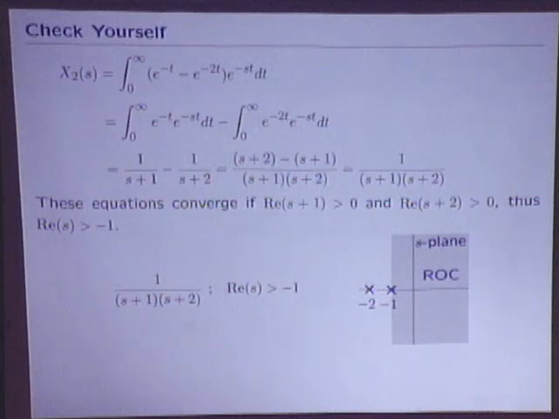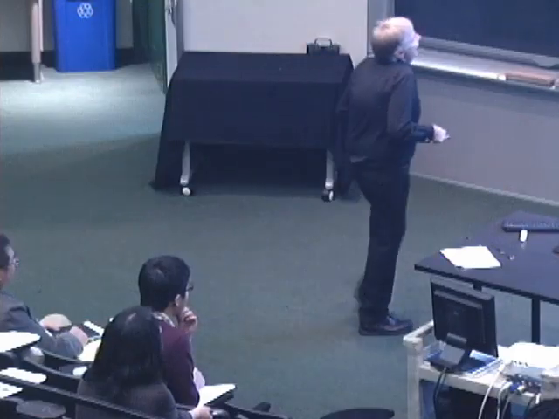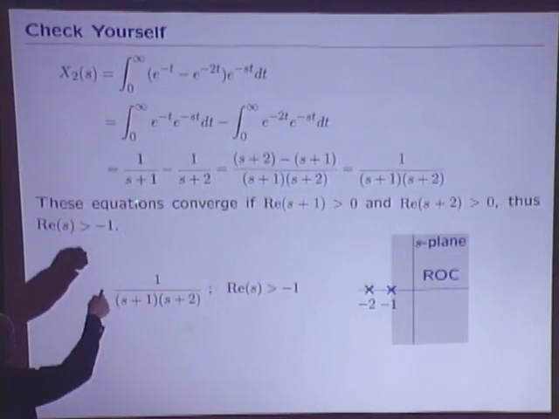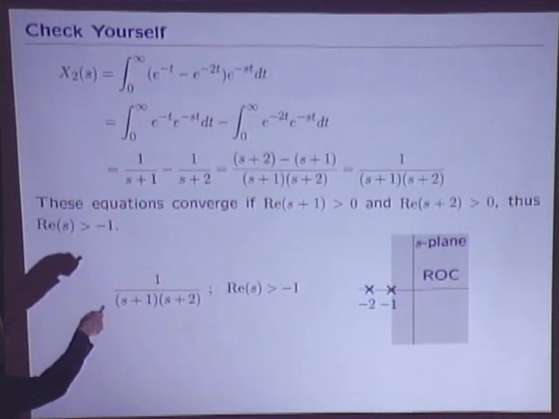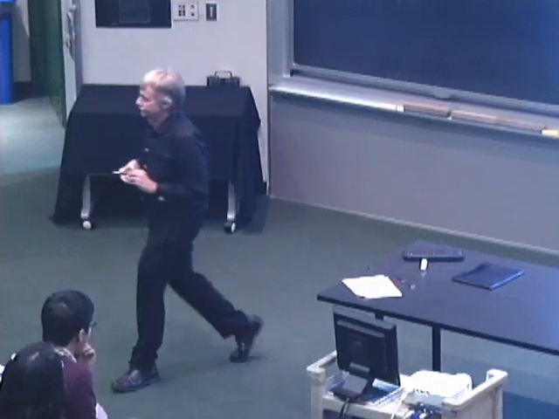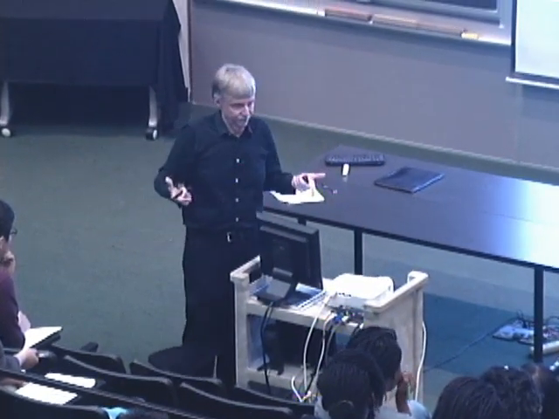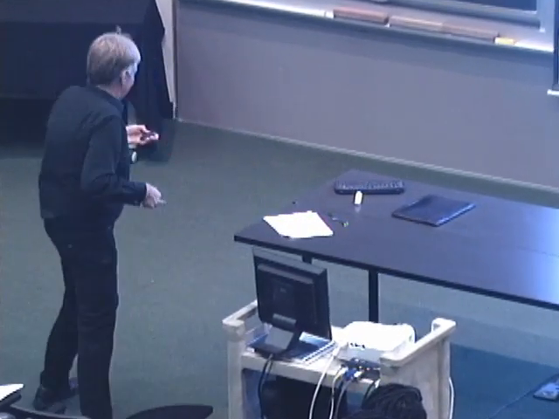And then the only issue is where's the region of convergence. So this part converges if the real part of s is bigger than minus 1. This converges if the real part of s is bigger than minus 2. So they both converge if the real part of s is bigger than minus 1, right? If I'm in the region of s where both the first part and the second part converge, then I'm fine. Okay? So that was all very straightforward.